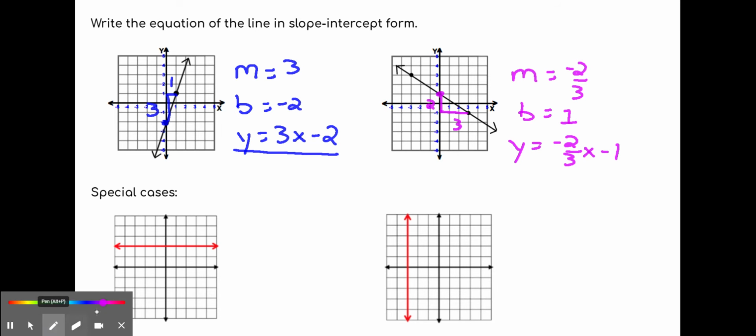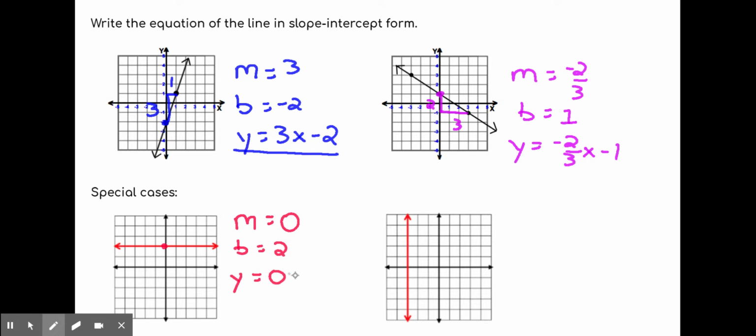Let's look briefly at our two special cases. The first one, this is a horizontal line. So remember, the slope of a horizontal line is 0. The y-intercept, this crosses the y-axis at 2, so b is 2. So we could plug this in and we could say y equals 0x plus 2. But would we write 0x? What's 0 times anything? It's 0, right? So 0 plus 2, we would just say y equals 2.